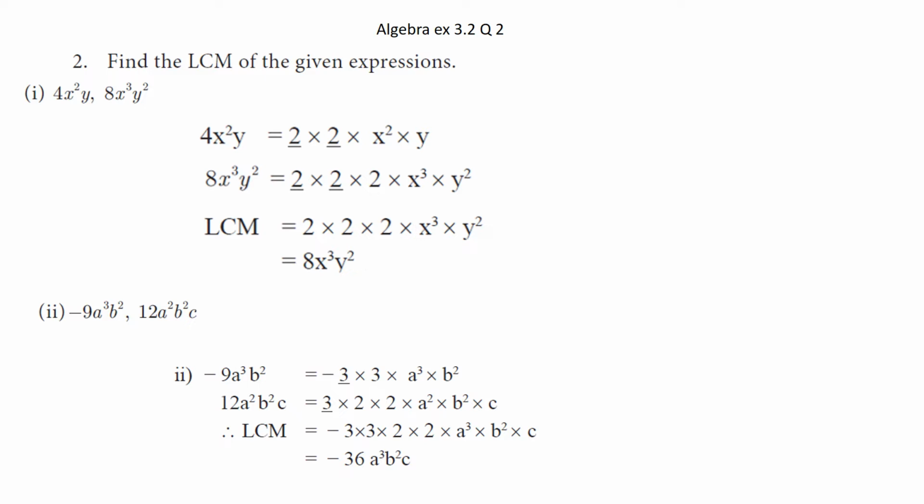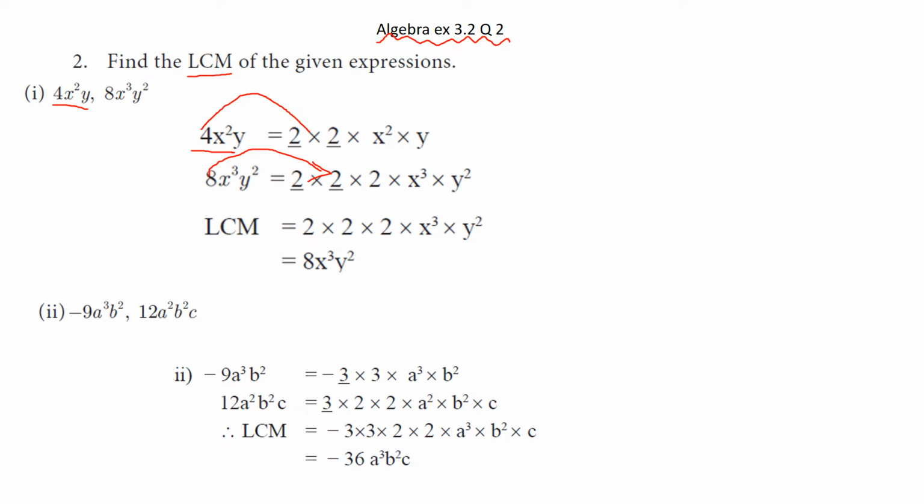Good morning students. Today we are going to discuss algebra exercise 3.2 question 2. Find the LCM of the given expression. So first term, 4x squared y, 8x cube y squared. First 4x squared y, we will write the factors of 4: 2 into 2, 4. And split and write x squared into y. And also 8x cube y squared, also you write the factors 2 into 2 into 2, and x cube into y squared.